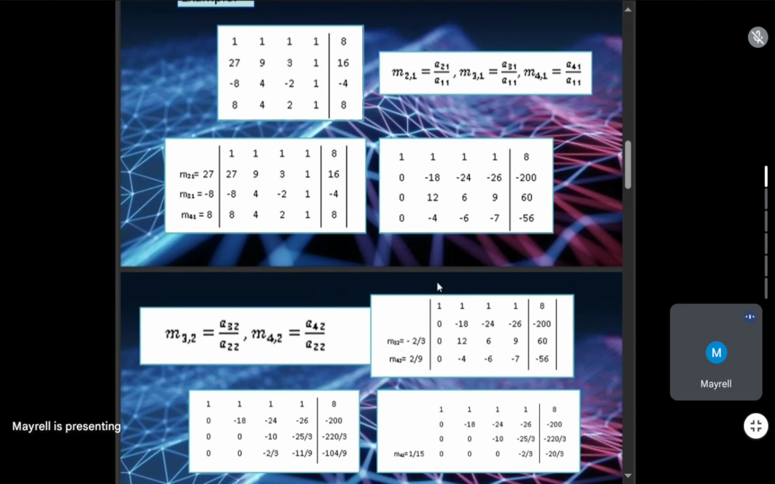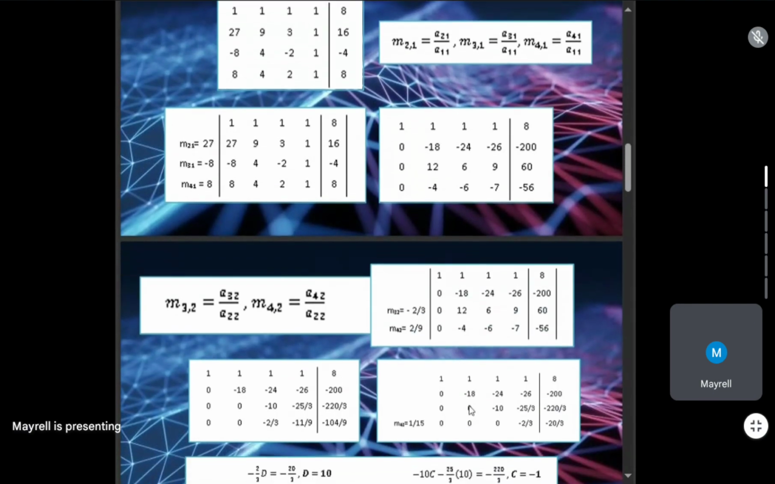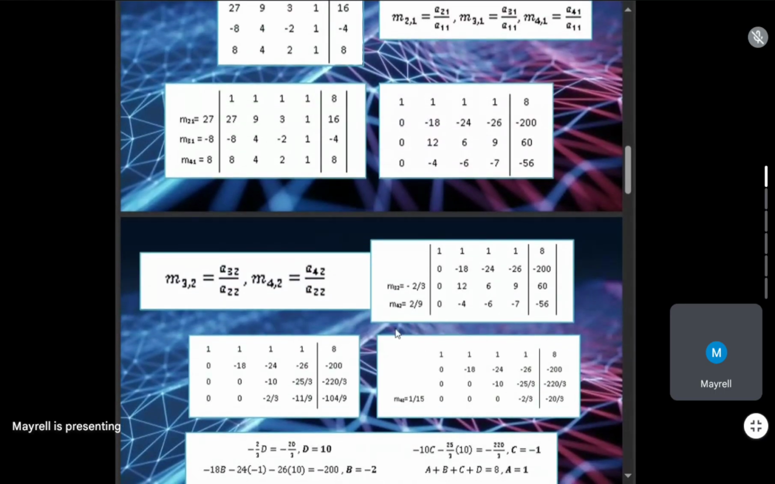Okay. So, proceed na po ta. So, here. So, next, ani na po ta sa third row. So, ito. So, there na po. So, you have here your M32 and M42.